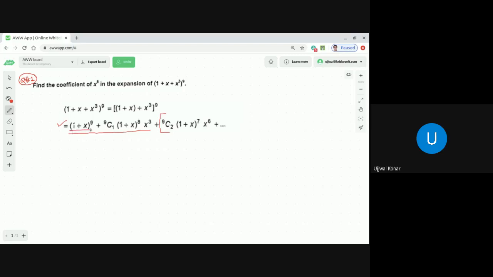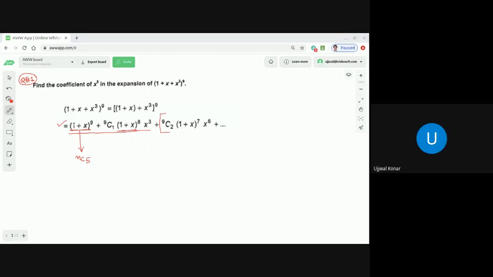What is the coefficient of x power 5 in this term? You know pretty well. What is the coefficient of x power 5 in (1 + x) power 9? It should be 9C5, isn't it? Correct or not? And in the other term, (1 + x) power 8, we need the coefficient of x power 3 overall. That means we need to bother about the coefficient of x square in (1 + x) power 8, because that will be multiplied with x cube. So we should be bothered about the coefficient of x power 2 in the expansion of (1 + x) power 8.